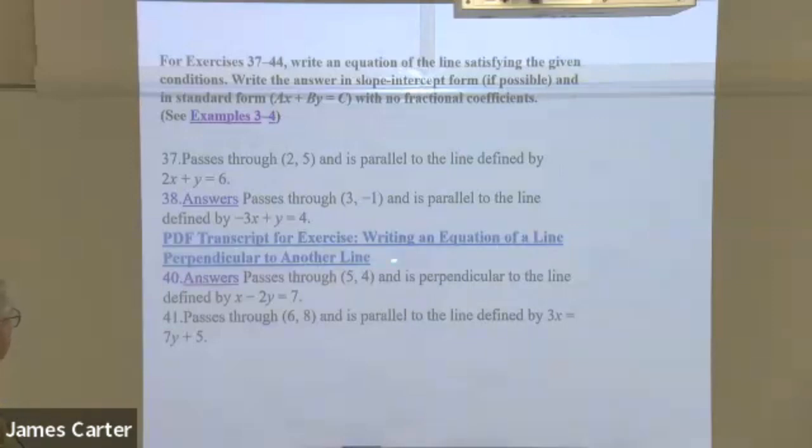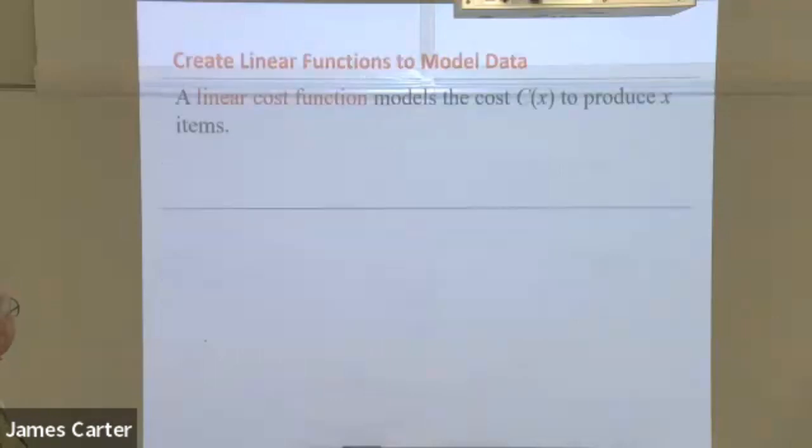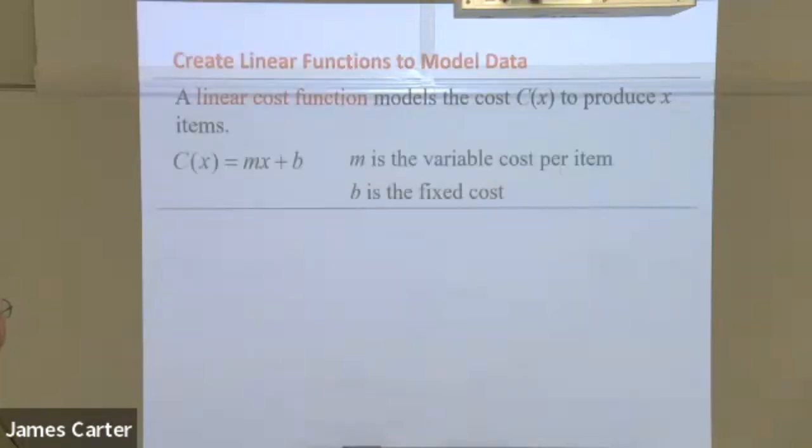How do you write an equation perpendicular? Well, you take the original equation's slope, opposite sign, reciprocal, and then do the new slope based on whatever point they want to go through. This is just another model, if you please.